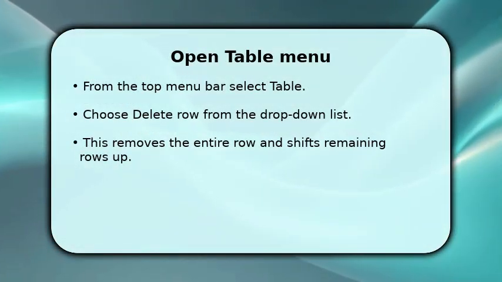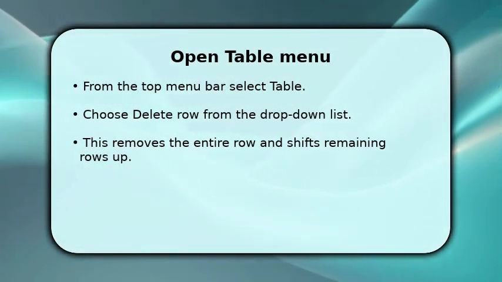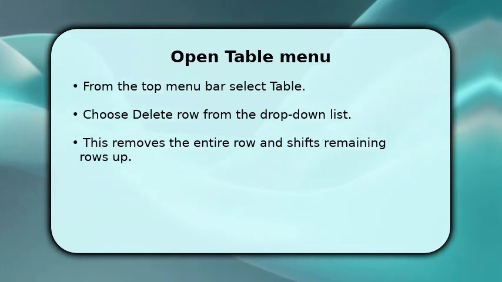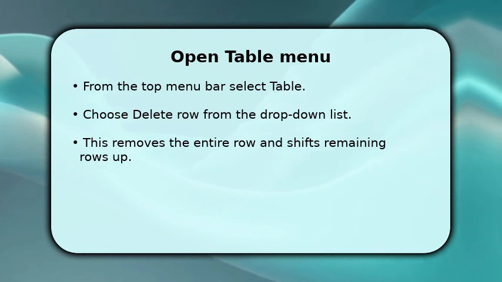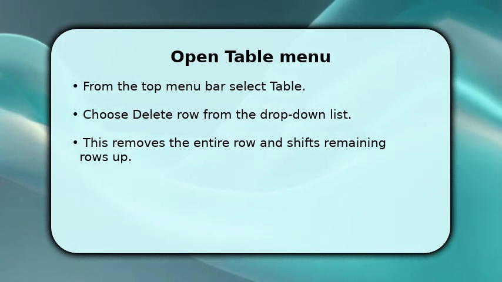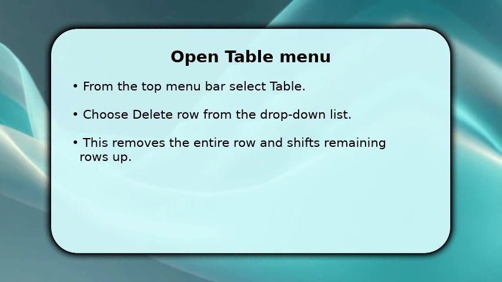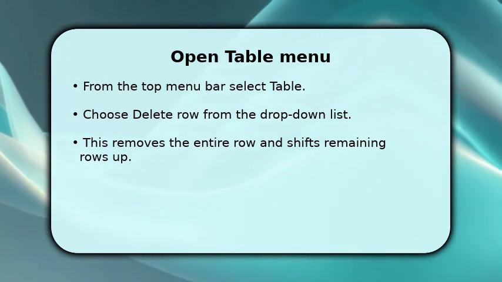With the cursor inside the row, open the table menu in the top toolbar. You'll see Delete Row as the clear option. Click it. This action removes the entire row, cells, formatting, and any content, so you don't have to clear each cell manually. Google Docs automatically shifts the rows beneath upward to close the gap.